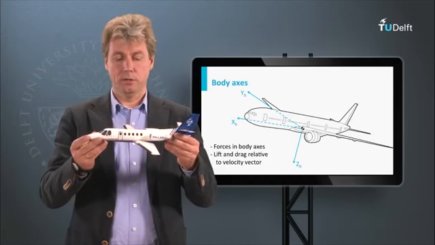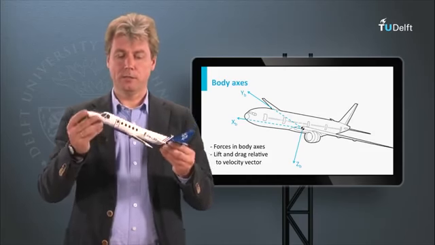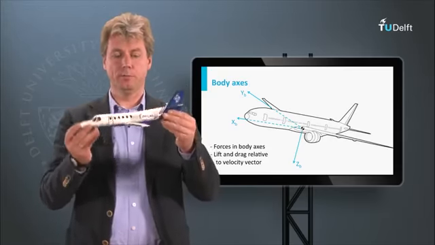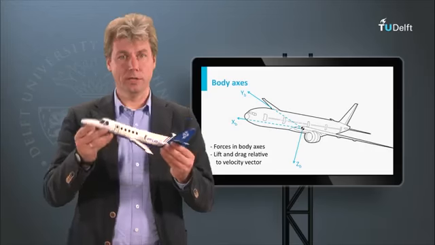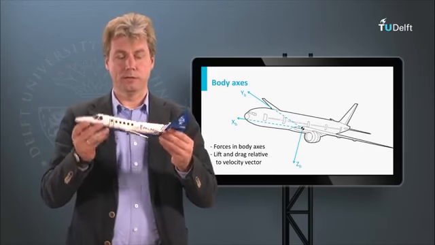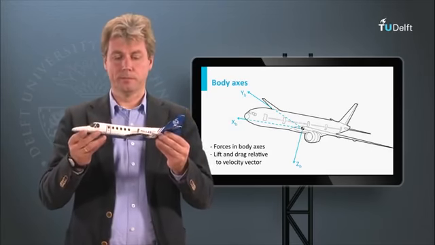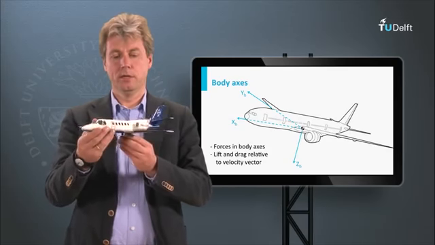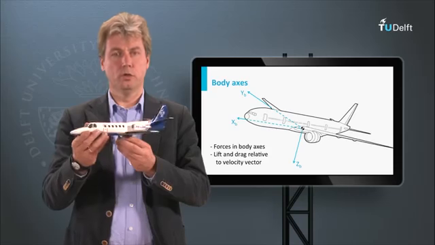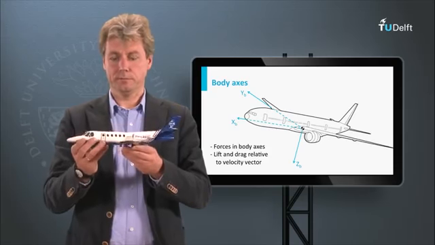The rotation around the y-axis is this rotation, nose up, nose down. It's what we call the pitch behavior. The pitch angle is the angle with which we rotate around the y-axis. And the rotation around the z-axis is what we call yaw, this yawing of the aircraft.